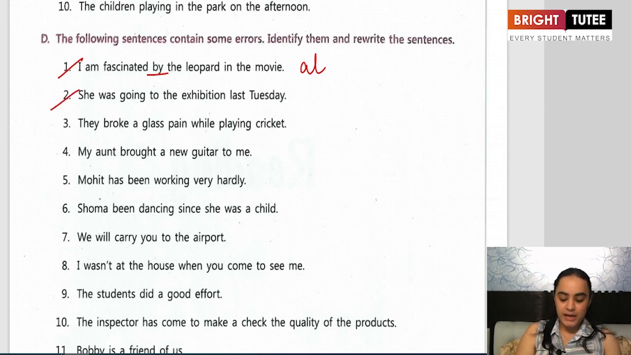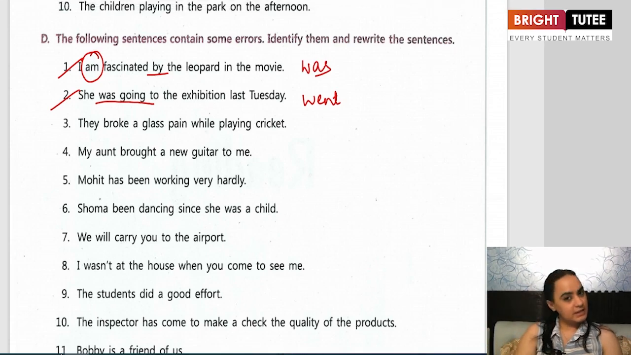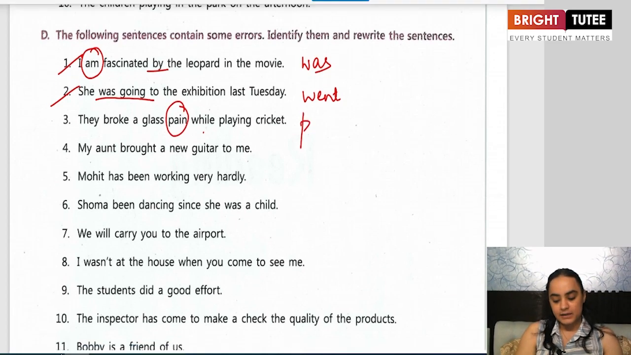She was going to the exhibition last Tuesday. So she was going? No. She went to the exhibition last Tuesday. Okay. Here again, for example, you can also say I was fascinated because you've already seen that movie. So was fascinated can also be used. Okay. They broke a glass pane while playing cricket. This pane is not the ache. If we get hurt, that is the pain. The spelling is for the window pane.